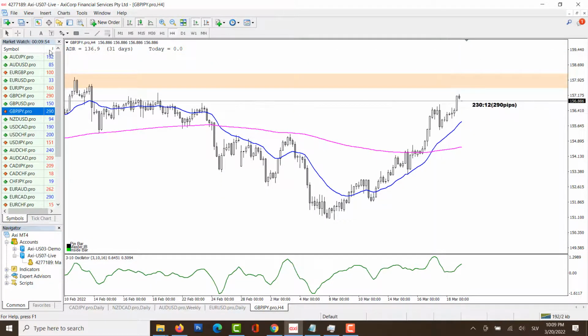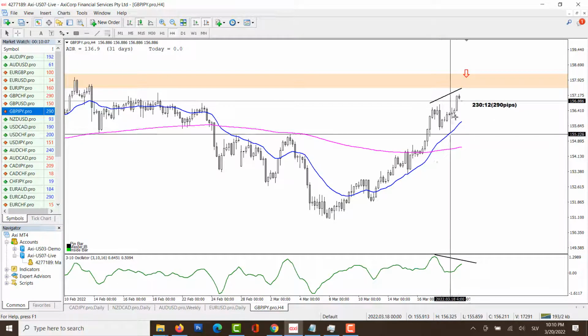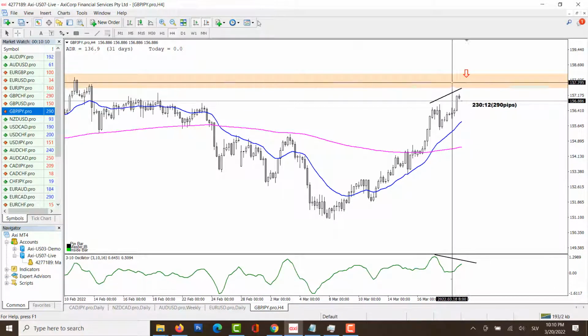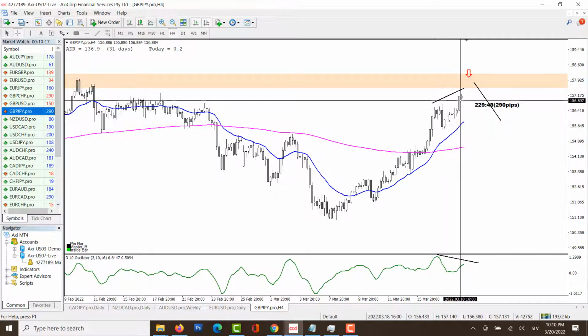Okay, there's some exhaustion and divergence as well. So this is relatively a good sign for the pound yen. Okay. So you could look for short if you're scalping. Looking for shorts in this area could be beneficial, especially because we've got a 4-hourly exhaustion.